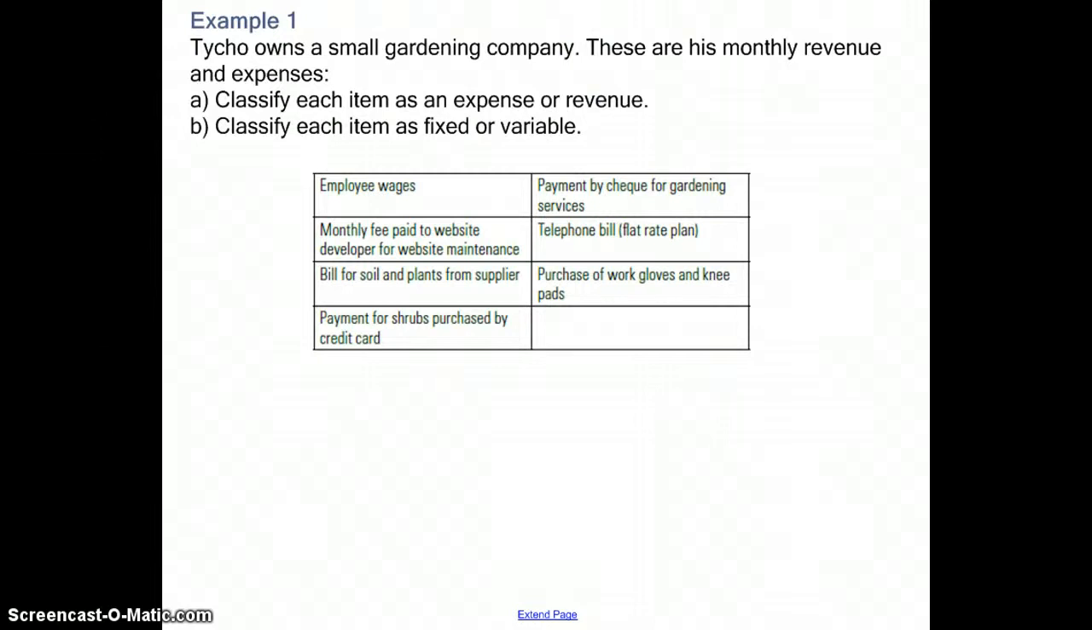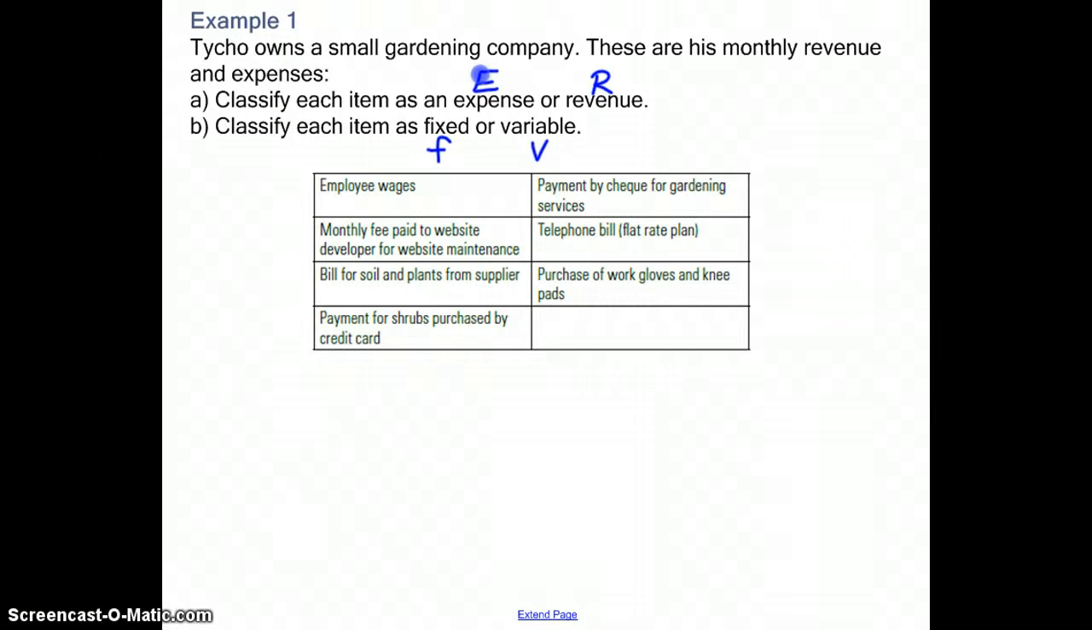Okay, example 1. Here we have Taicho, who owns a small gardening company. These are his monthly revenue and expenses. We're going to classify them each as expense or revenue. So just beside them I'm going to put an E if it's an expense, an R if it's a revenue, and then F if it's fixed, and V if it's variable.